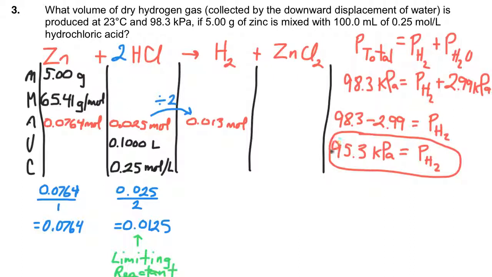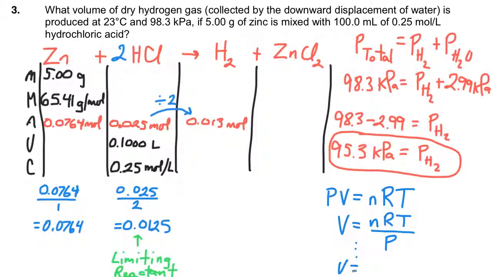So we know the pressure of the dry hydrogen gas is 95.3 kilopascals. I'm asked to calculate the volume, so I'm going to use my ideal gas law. I'm going to rearrange it to solve for volume, and then I'm going to do my math, and you should end up with an answer of 0.34 liters. So why don't you try that, see if you get that answer. If you don't, let me know in an email and I can help you with that.